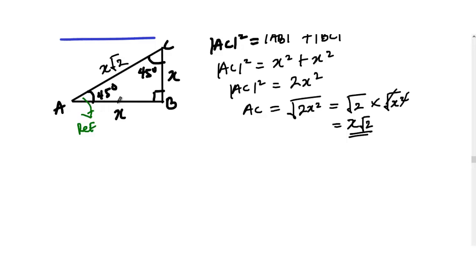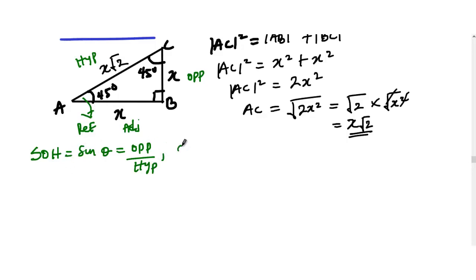If this is my reference angle, definitely this is my opposite. And the side facing the right angle is the hypotenuse. So this is my hypotenuse. And definitely this will be the adjacent in this case. So let's now determine SO. In this case, it implies sine theta, which is opposite over hypotenuse. Our theta in this case is 45 degree.